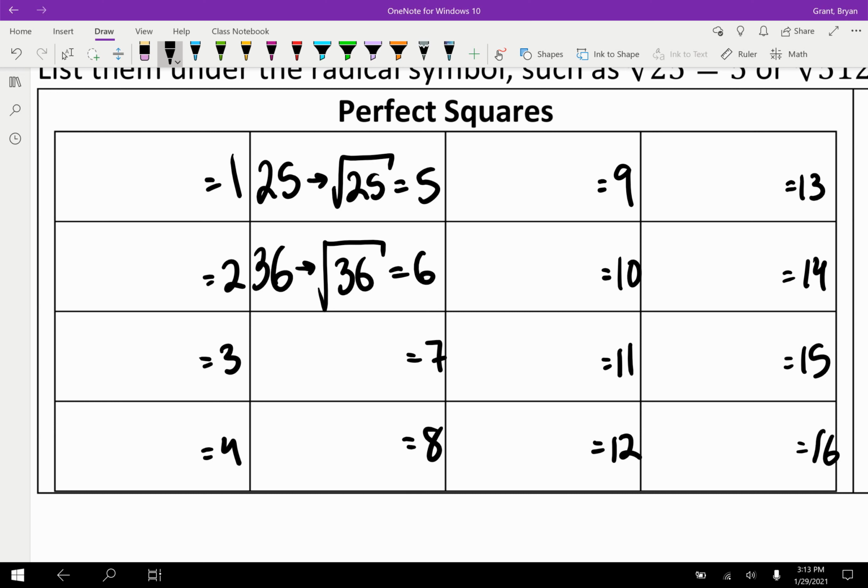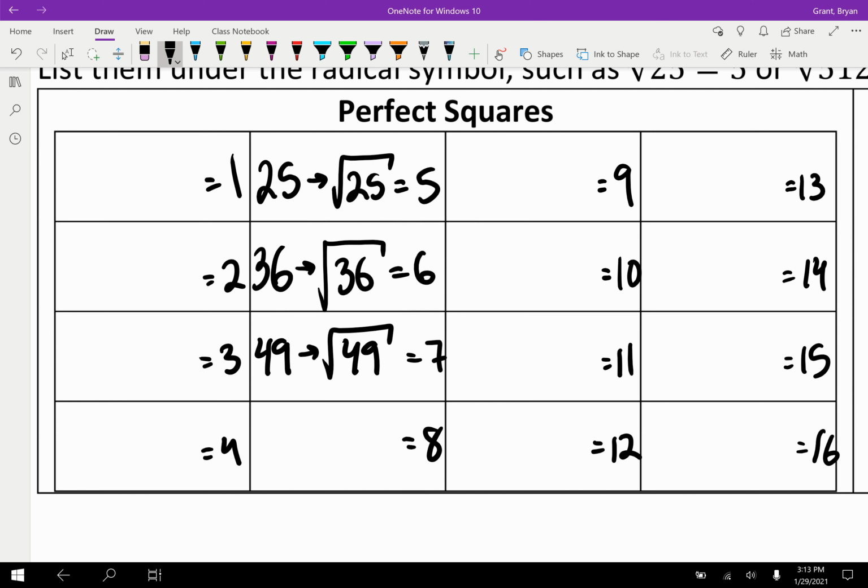However, you still should develop a process to find perfect squares. So for example, why is 6 the answer to the square root of 36? Well, it's because 6 times itself is 36. 5 times itself is 25. So how do we find the perfect square that corresponds to 7? We do 7 times 7, which is 49. The square root of 49 is 7.